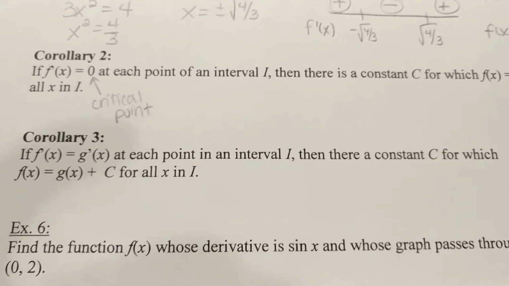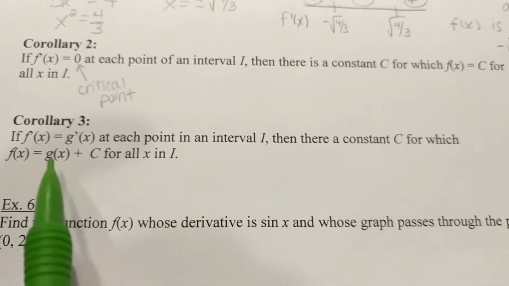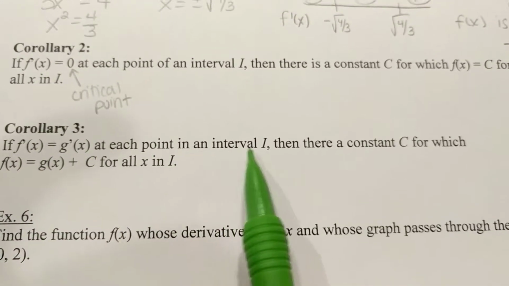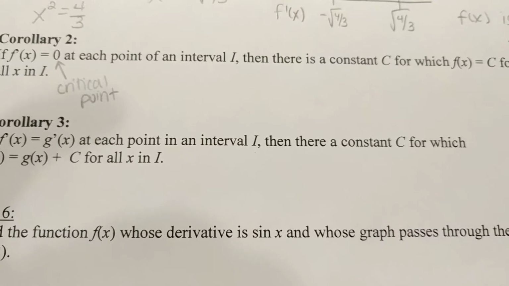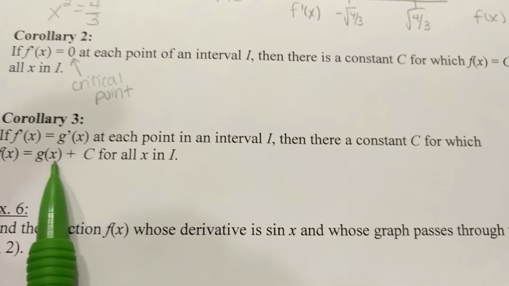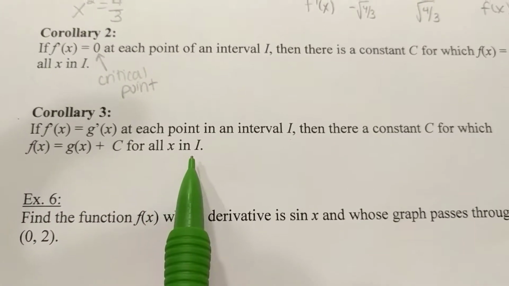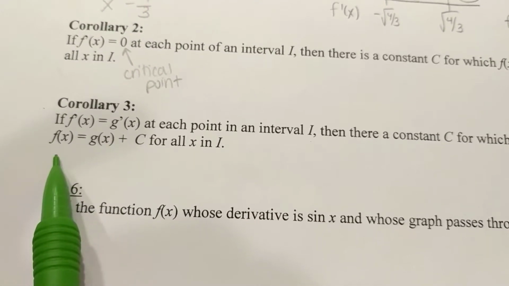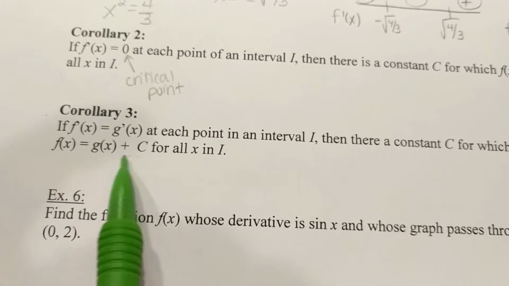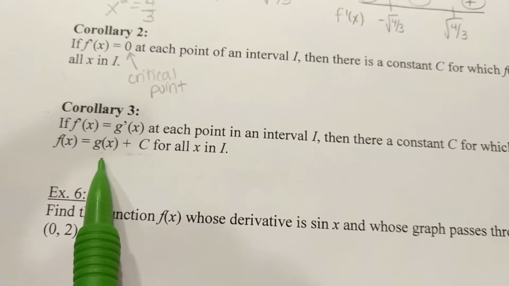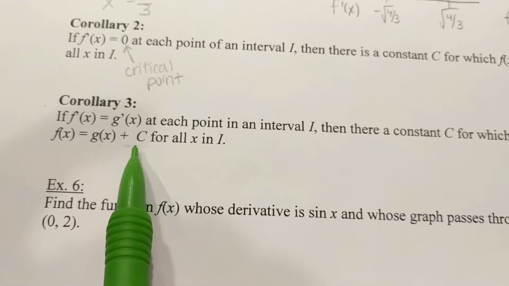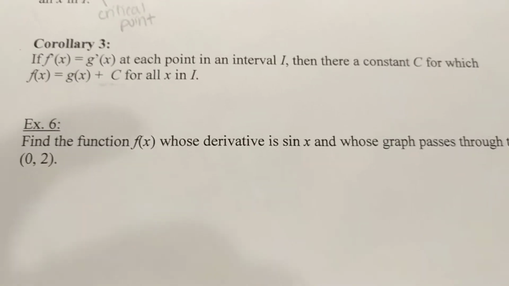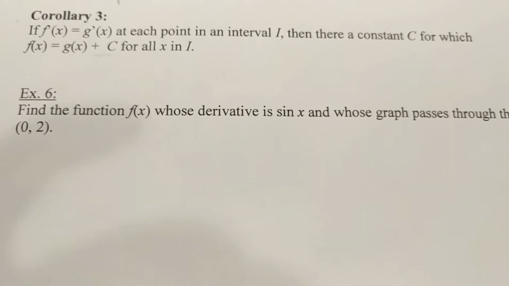The third corollary says, if f prime and g prime are exactly the same at every point in an interval, then there is a constant, f of x equals g of x plus c, for all x in that interval. If you took the derivative of this side, you would get f prime, and if you took the derivative of this side, it would be g prime, because the derivative of a constant is 0. They're weird definitions, and you're like, what does that have to do with anything?